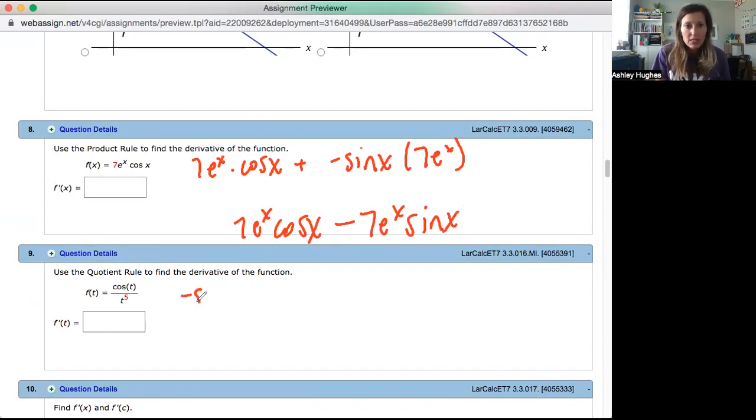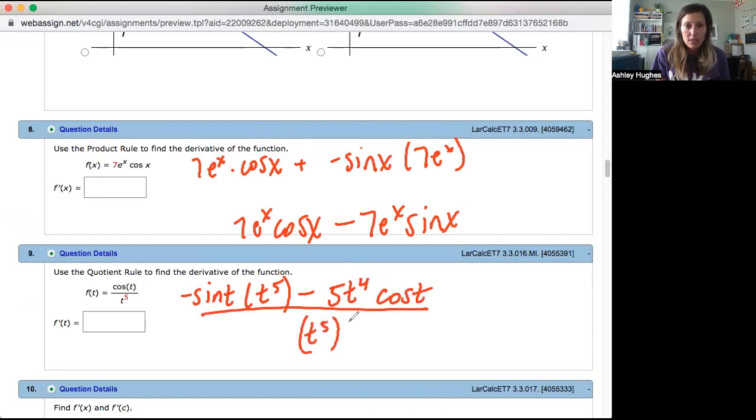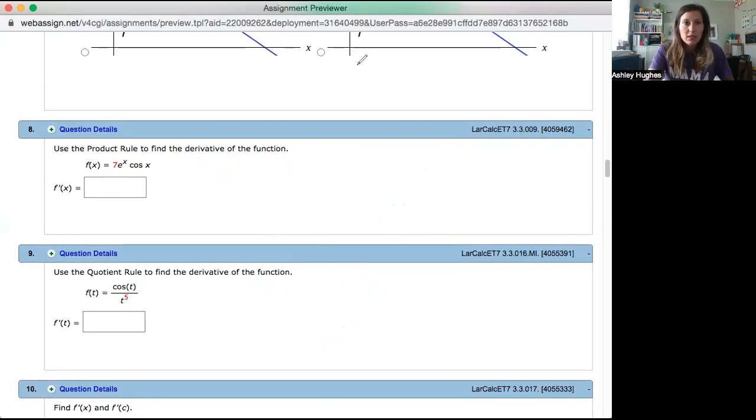Quotient rule: derivative of the top times the bottom minus the derivative of the bottom times the top, all over the bottom squared. When you square this, you get 10, because power to power, you multiply, and you can simplify from there.